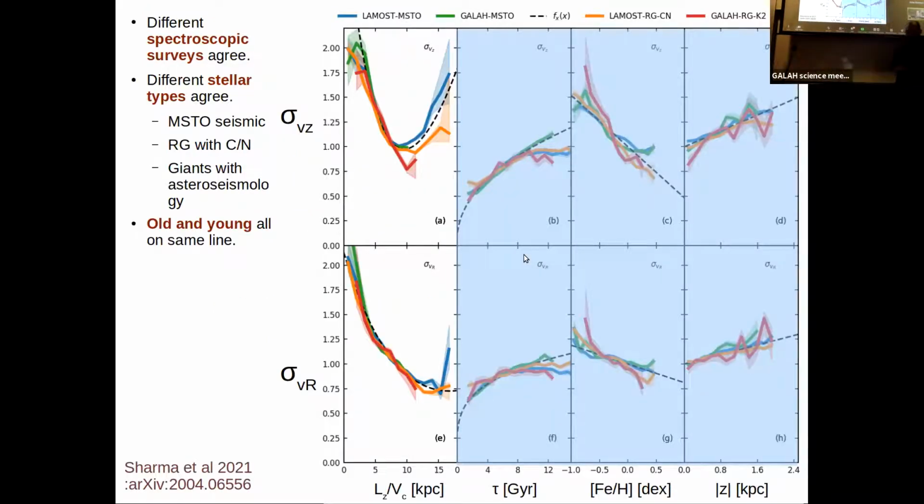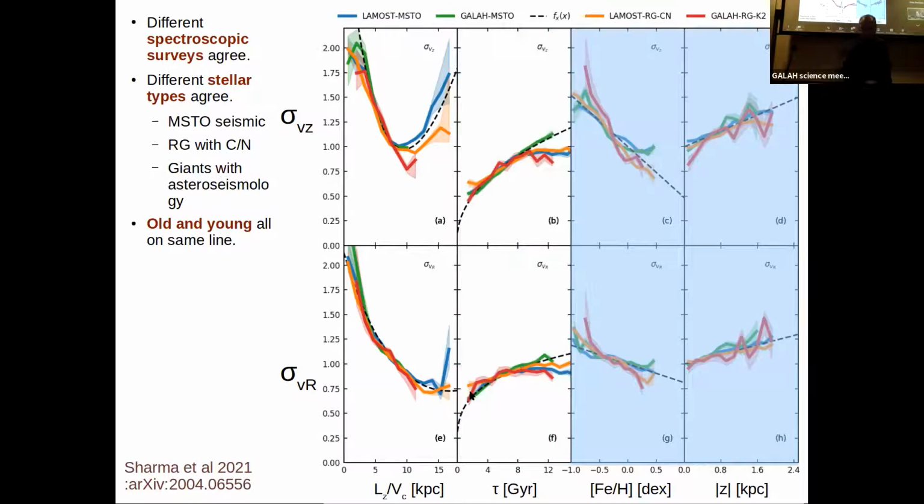So now I'm showing the velocity dispersion as a function of different variables. The top row is for vertical dispersion. The bottom one is for the radial dispersion. The first column is angular momentum. And the different lines out here are different surveys, going from LAMOST, GALAH, and Red Clump, and K2, and so on. So for the top one, what you see is there's a gentle exponential fall, and then there's a rise. And for VR, you see a fall, and then there's flattening.